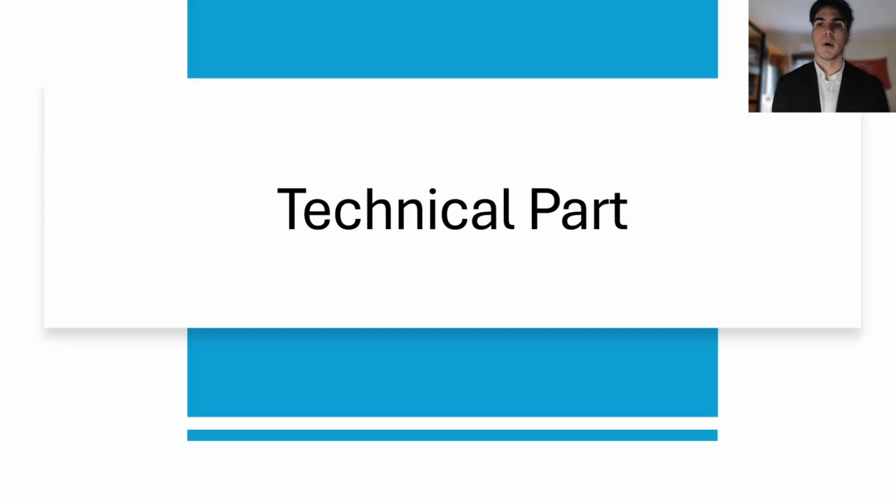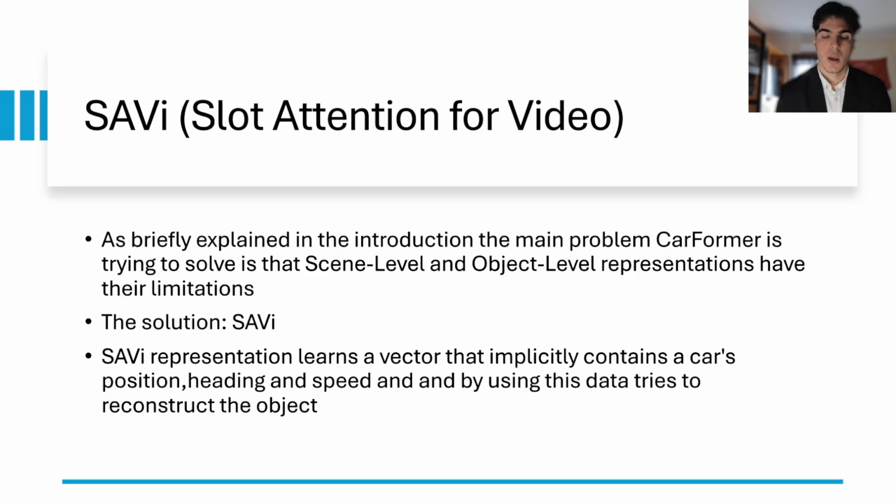And now for the technical part, let's describe how this whole system works. Let's first start with SAVi. The architecture is a two-stage pipeline. The first stage is perception using SAVi. As we discussed, the problem is that scene-level and explicit object-level representations are limited. SAVi solves this by compressing the world into a small set of vectors that implicitly contain the car's position, heading, and speed.